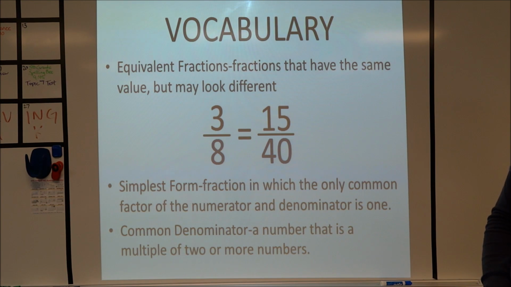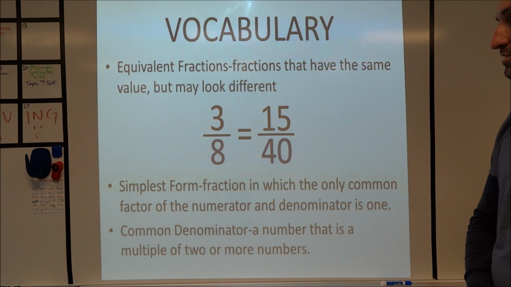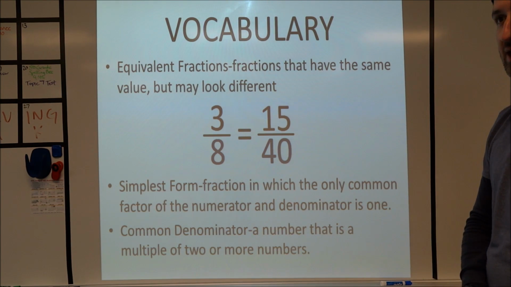Common denominator. A common denominator is a number that is a multiple of 2 or more numbers, and we will get into an example for that next.